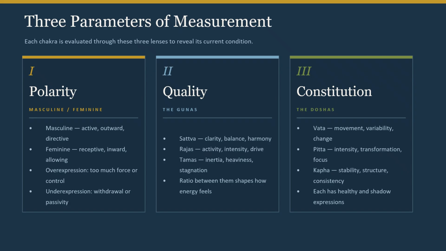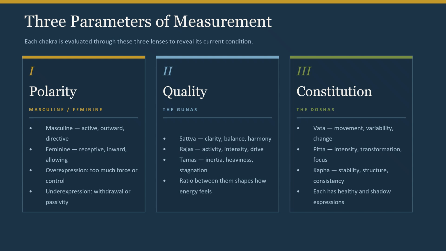Polarity describes how energy is being expressed along a spectrum of masculine and feminine. Masculine energy is active, outward, directive, and doing. And feminine energy is receptive, inward, allowing, and sensing. Every chakra contains both. The goal is not to eliminate one or the other, it's balance.